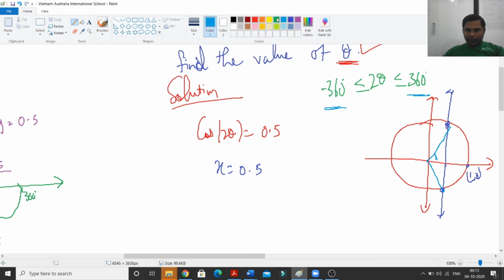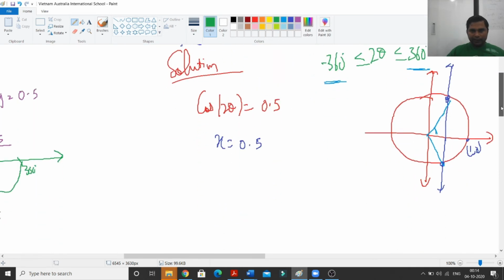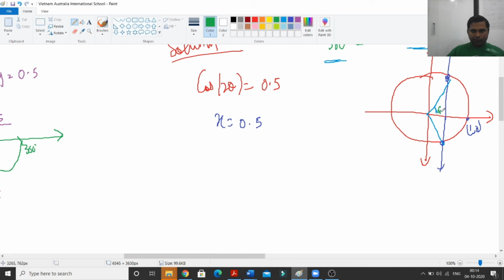So one of the values for 2 theta, if you use the calculator, 0.5 gives you 60 degrees, right? So this has to be 60. If this is 60, this has to be 60 as well, but we are looking for the positive angle. So one value will be 360 minus 60, and the other value will be minus 360 plus 60.